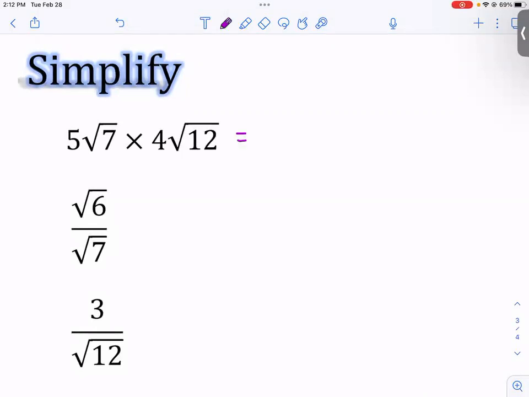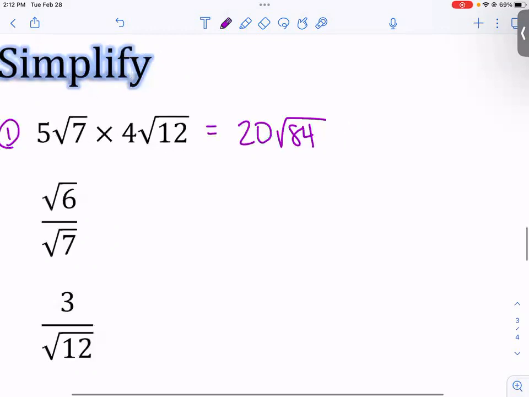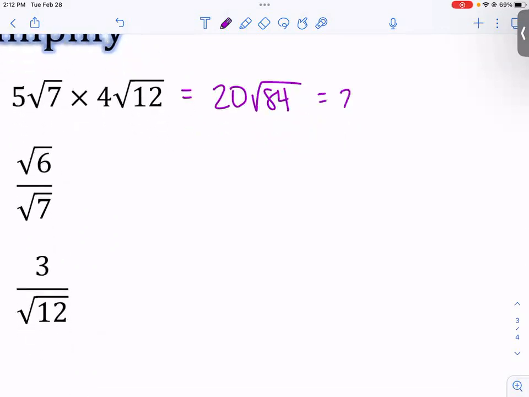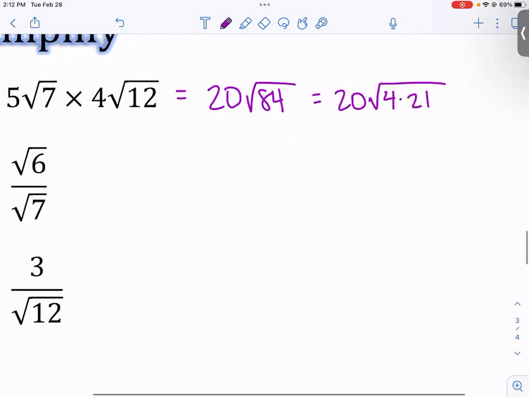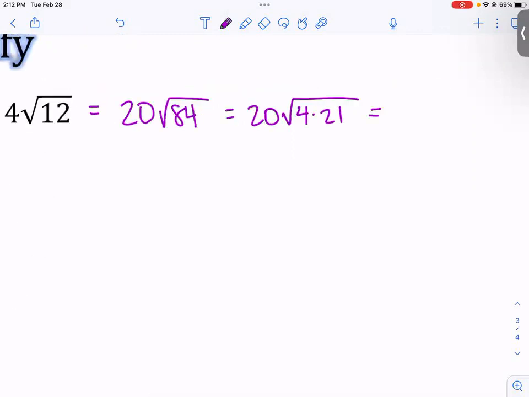Bryce, your first step for this first one was what? So 20 square root of 84, okay? After 20 square root of 84, Zach, what did you do? Okay. So since the square root of 4 is 2, this becomes 40 radical 21. Are you okay with that answer? Yeah.